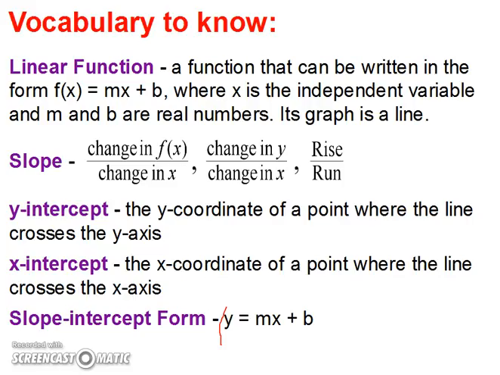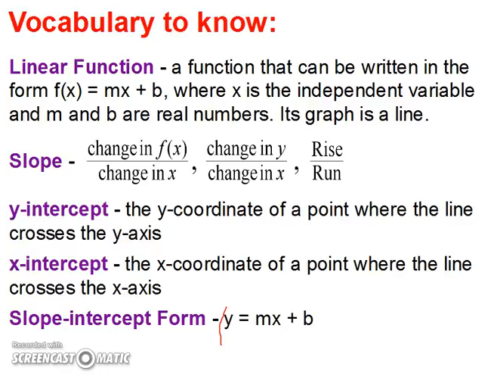A linear function is a function that can be written in the form f of x equals mx plus b, where x is the independent variable and m and b are real numbers. Its graph is a line, so linear function equals line. They kind of go hand in hand.